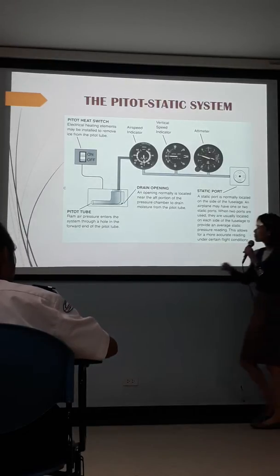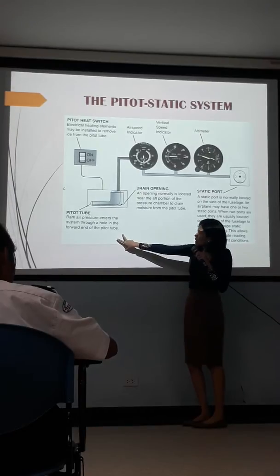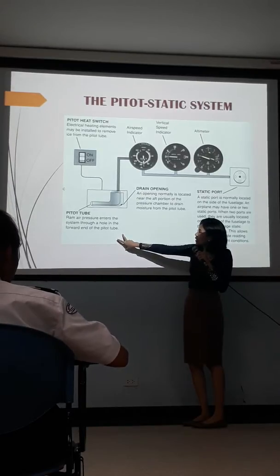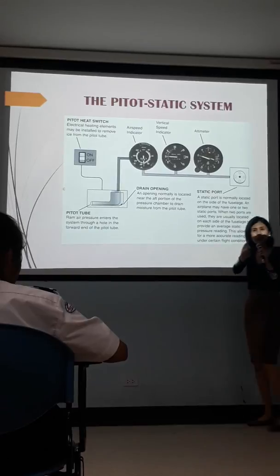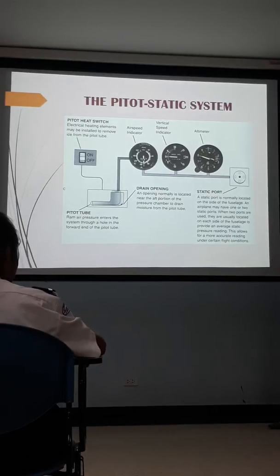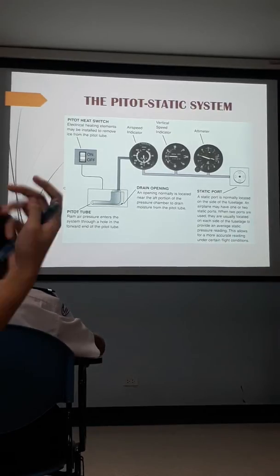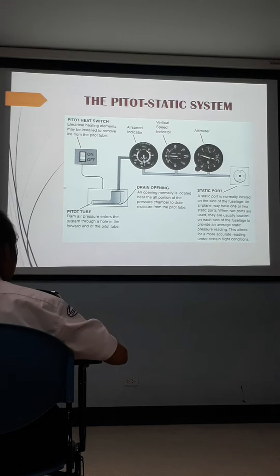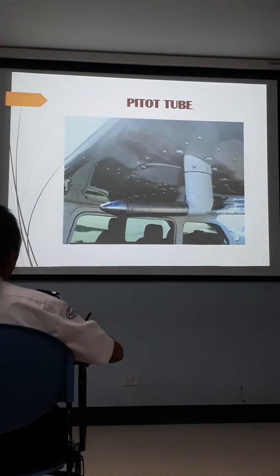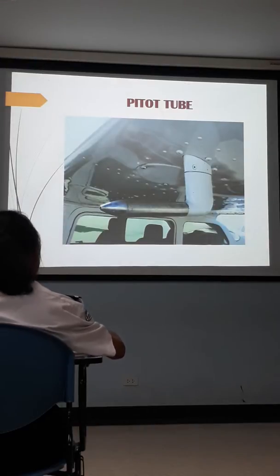How do we get ram air? It's here. Ram air pressure enters the system through a hole in the forward end of the pitot tube. Do you remember? I said ram air is the air that hits under the wings. This is the reason why the pitot tube is located under the wings, to get ram air.